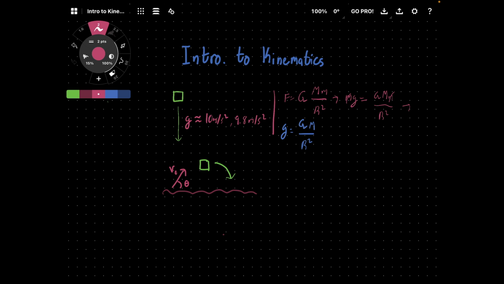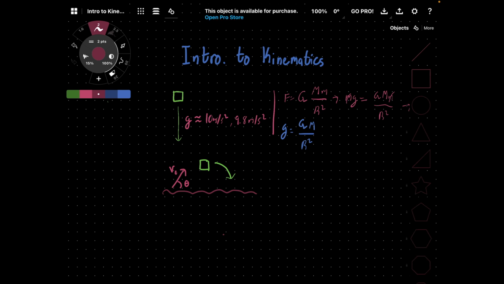Now, one final thing before I get onto a few formulas. The final thing that we need to do is say the difference between displacement and distance. Displacement and distance are two very different things which serve completely different roles.